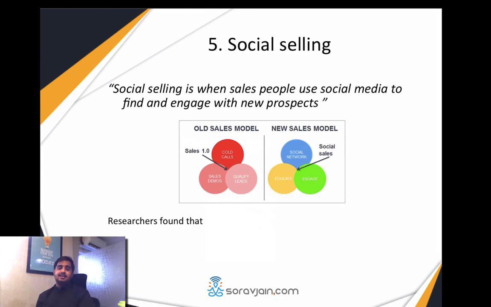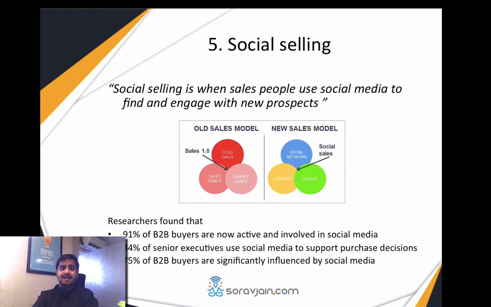Now let's look at this fifth approach to social media marketing, which is social selling. There are two different ways of social selling today, guys. One, where salespeople use social media effectively to drive sales. Earlier, they used to do calls, sales demos and qualify leads. Now they use social networking sites, they educate people, they engage them, and then they start doing cold calls.